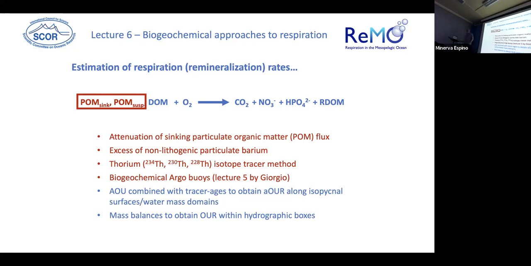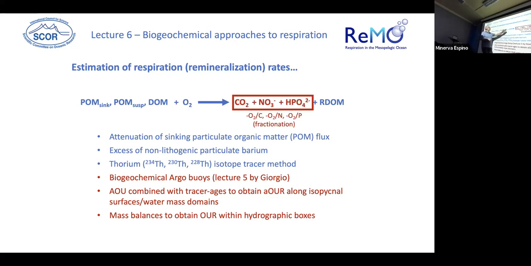When you focus on oxygen, then these are the three biochemical techniques that you can use. The biochemical algo buoys, as we have already seen. The apparent oxygen utilization, which can be apparent or true, not real, no? Combined with tracer ages to obtain apparent oxygen utilization rates along isopycnal surfaces or along water mass domains. We can decide where to calculate it. And also the mass balances to obtain these oxygen utilization rates or carbon remineralization, nitrogen remineralization, etc., within hydrographic boxes. And of course, models.